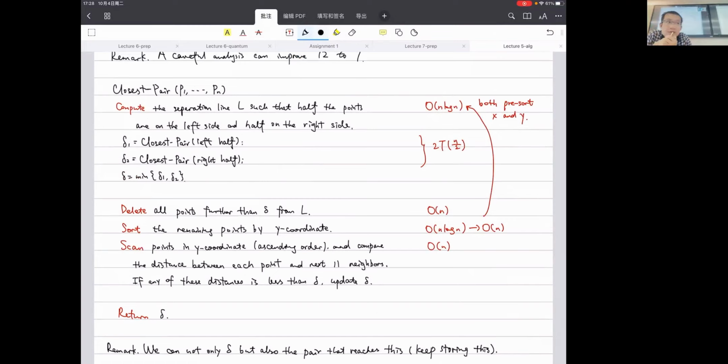Any questions? Or if the points have higher dimension, will we need to modify the algorithm? Yes, we need to modify it. This algorithm does not directly work in 3 dimensions.